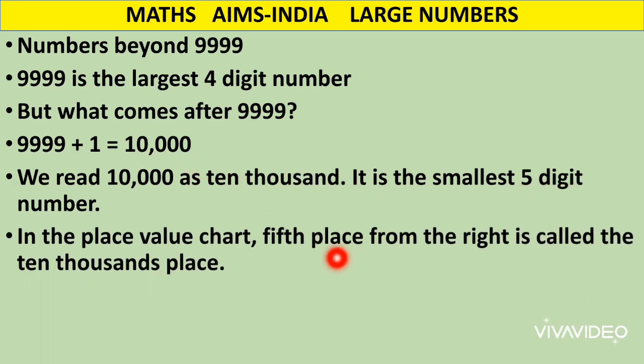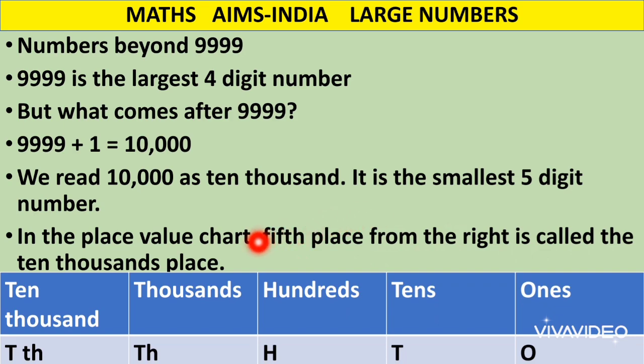In the place value chart, fifth place from the right is called the 10,000s place. What is it called, children? The fifth place from right is called the 10,000s place. See, in previous classes you have learned only till thousands, no? This thousands place value is for 4-digit numbers 1, 2, 3, 4. But now here we have this 10,000, which is a 5-digit number. So this fifth digit from the right has the place value of 10,000.